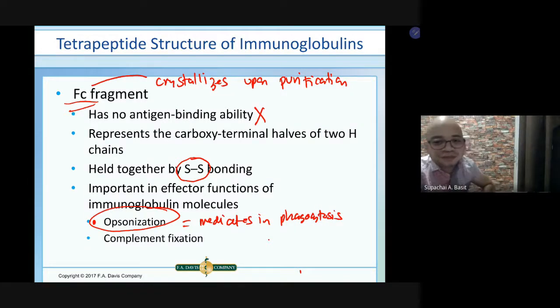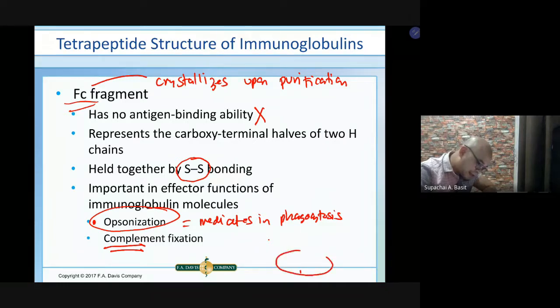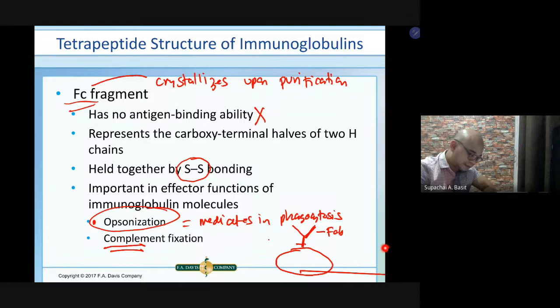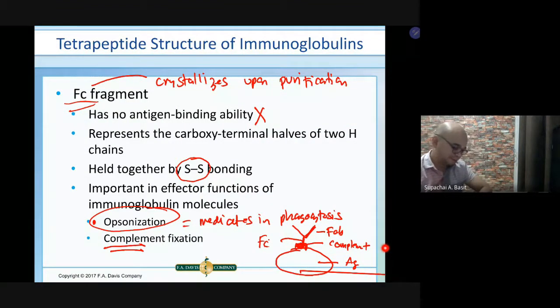So the process of opsonization mediates phagocytosis and also complement fixation. For example, this is the antigen. Here we have the FAB, and then we have here the complement. Then this is the antigen. It is the FC portion that binds with the complement.